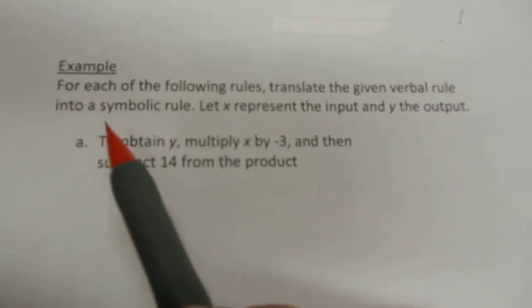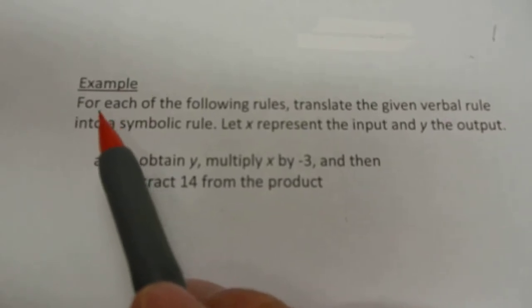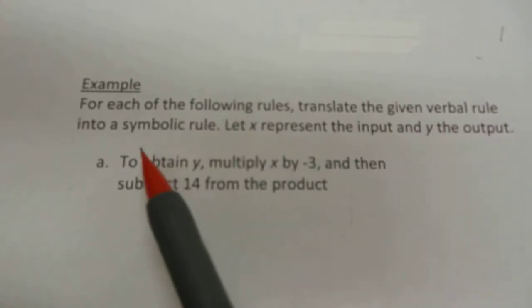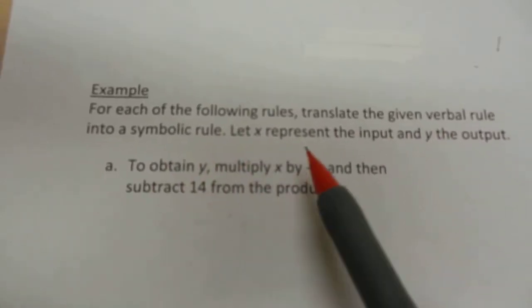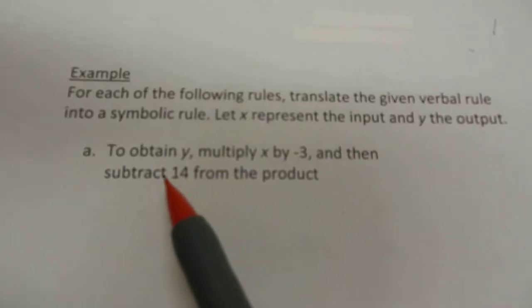Let me give you an example of the type of problems in this section. Here's the directions. For each of the following rules, translate the given verbal rule into a symbolic rule. Let x represent the input and y the output. Those are variables. So let's look at this first one.